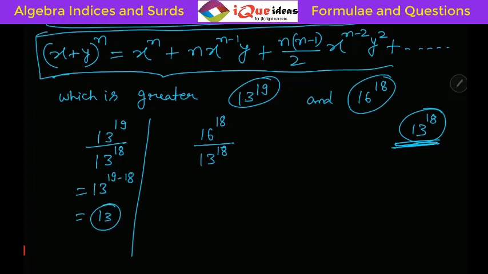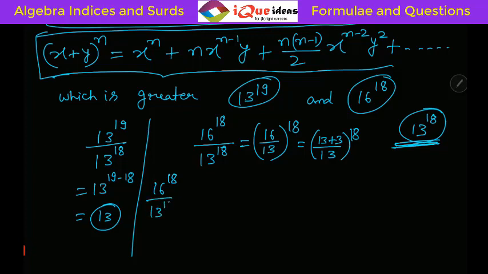Right? What we have done is we have divided by the same number. Now this one will become 16 by 13 raised to the power 18. Now 16 by 13 can be written as 13 plus 3 divided by 13, whole to the power 18. So 16 to the power 18 upon 13 to the power 18 becomes 1 plus 3 by 13 raised to the power 18. And here you can apply this rule, binomial theorem, x plus y raised to n. Here x is 1, y is 3 by 13 and n is 18. So the first term is 1 raised to 18, which is 1. Plus the second term will be 18.